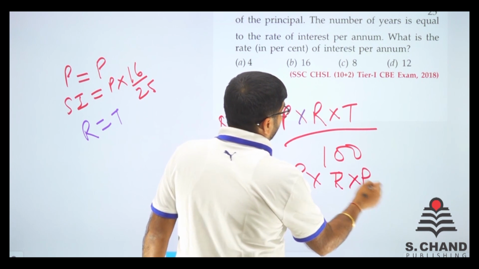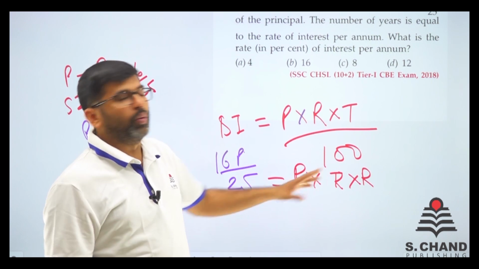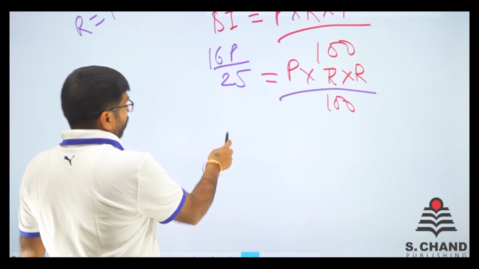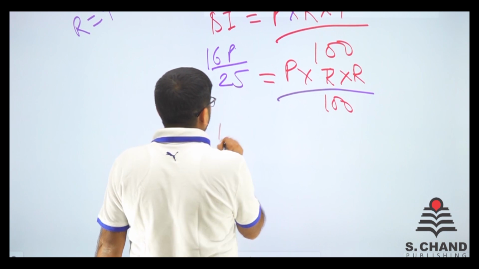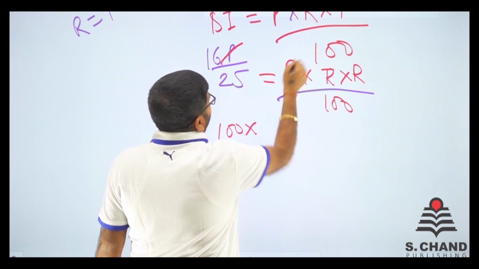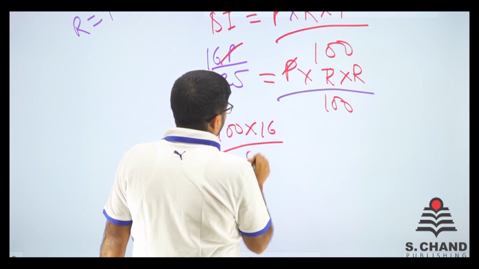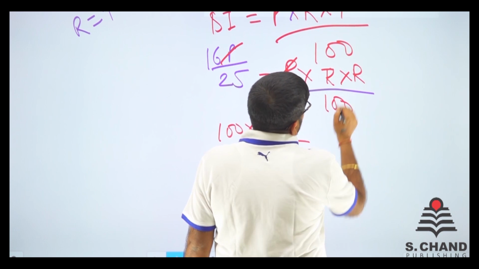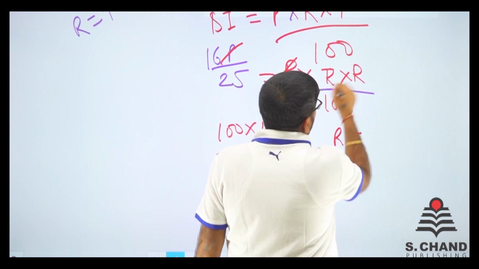R into R, because we have to find R. So we put T is equal to R, and upon 100 we need to do. So we have got 100. P se P cancel. Into 16 by 25 is equal to what? Is equal to R square, because R into R is R square.